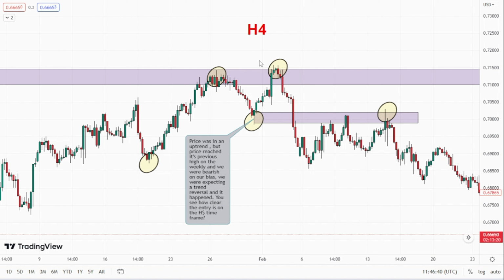Price shifted here, shifted the trend, made a lower high. This was a good entry level. You see how we can maximize our profit by risking less and gaining more. This is the power of knowing market structure.